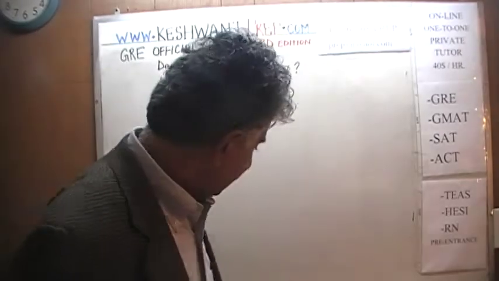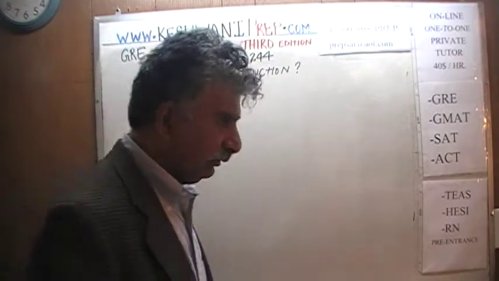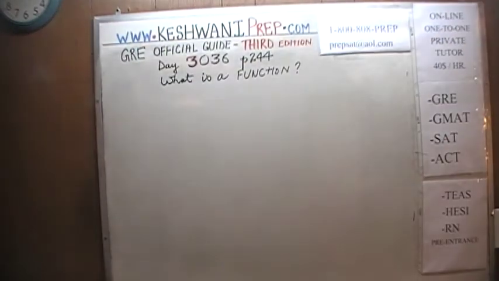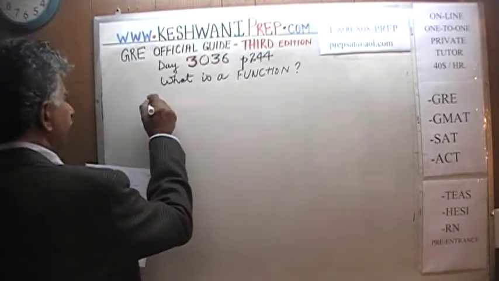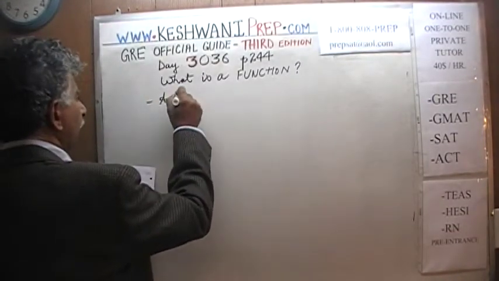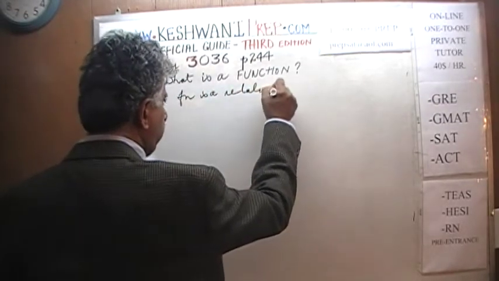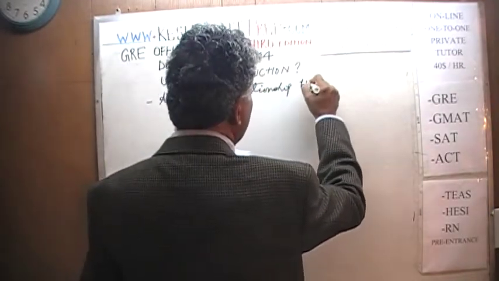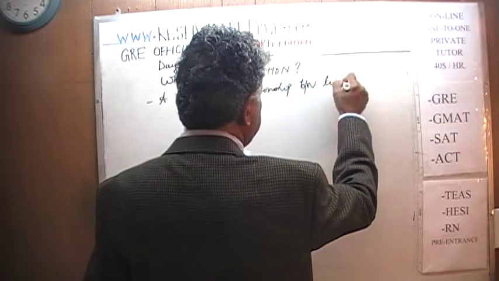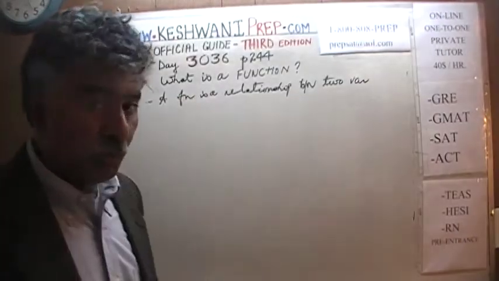What is a function? A function is essentially a relationship. A function is simply a relationship between two variables. A function is a relationship between two variables. For example, two or more variables.